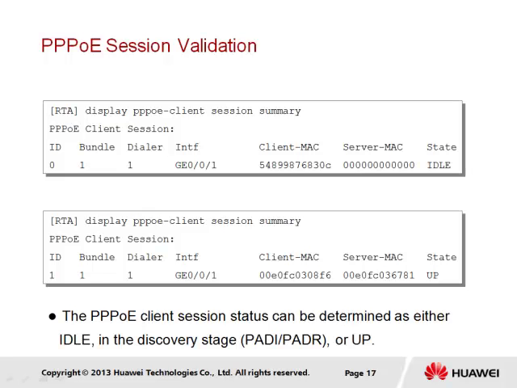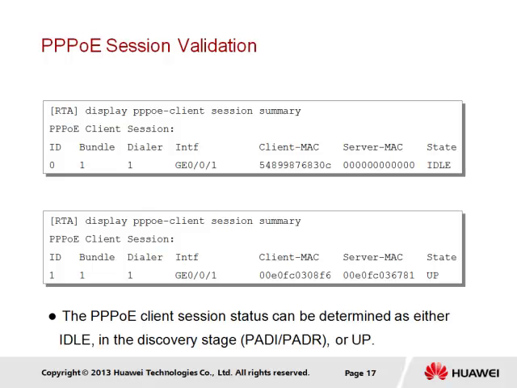Another display command that may be used is the display pppoe-client session summary command, which displays the information for the PPPoE sessions on the client, which in this case is RTA. We demonstrate two examples of the output that may be viewed, the first representing the configured PPPoE dialer that is bound to interface GigabitEthernet 0/0/1, but here we find the state is currently idle.